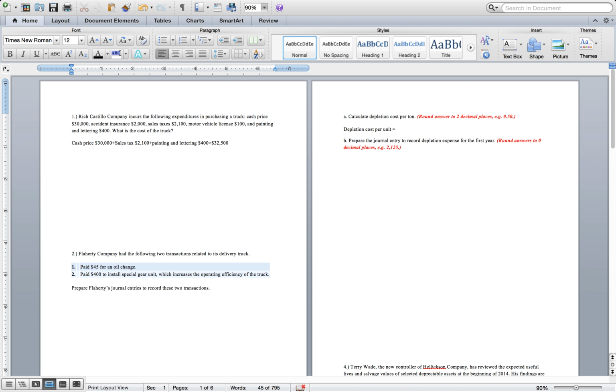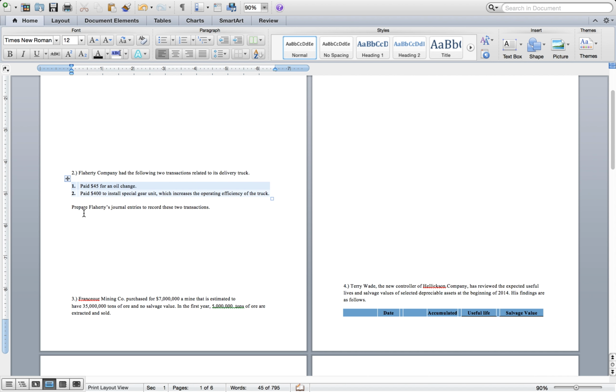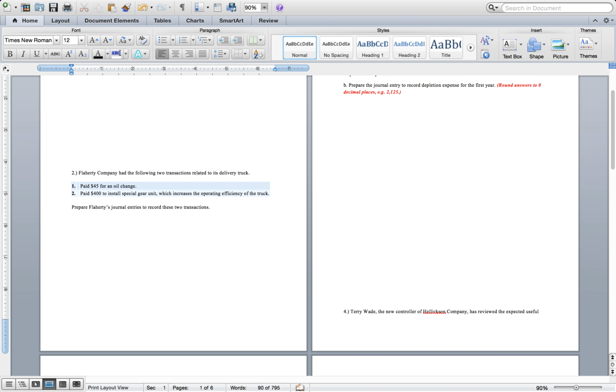Okay. These are the costs you need to acquire it and prepare it for usage. Okay. Let's continue on to the next one. Number 2. It says Flattery Company had the following 2 transactions related to its delivery truck. First one, number 1. It says you paid $45 for an oil change. Now, an oil change is just a regular ongoing expense. So you want to debit maintenance and repairs expense for the $45. And then the account to credit would be cash because, well, you used cash to pay for it.